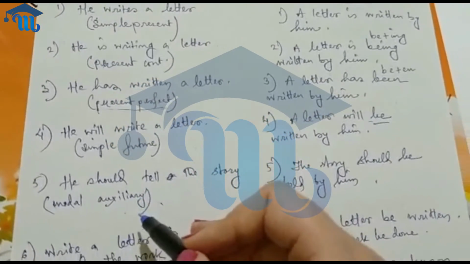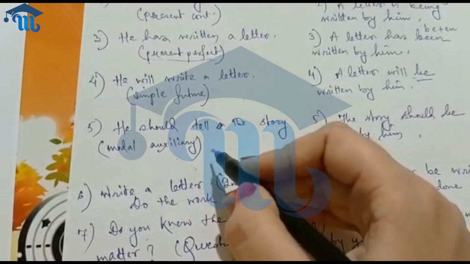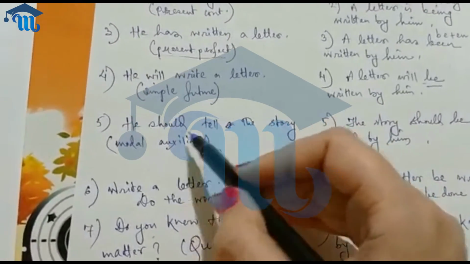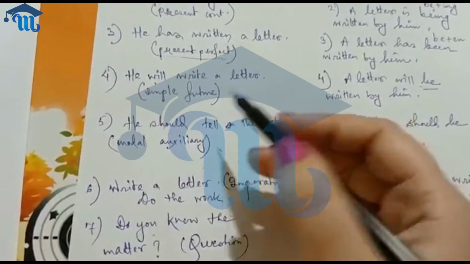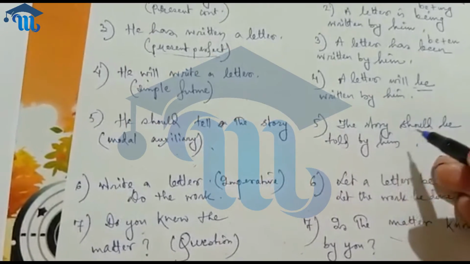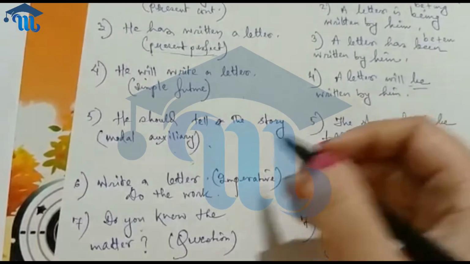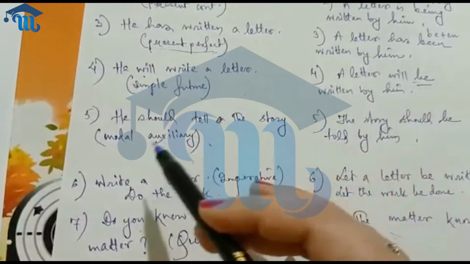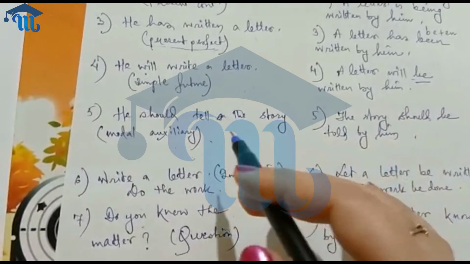Now, I am taking one example of modal auxiliary. Modal auxiliaries are also very important things. So, we should know: "He should tell the story," or "He should do the work." What will happen? "The work should be done by him." "The story should be told by him." Okay. "He could do the work." "The work could be done by him." So, these are cases in modal auxiliary.